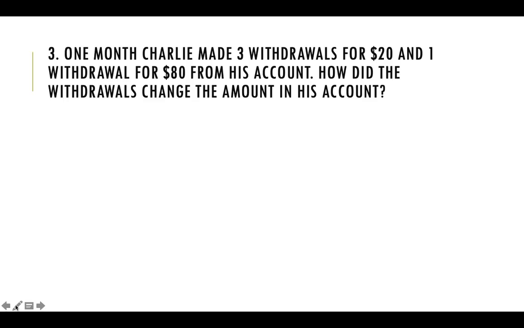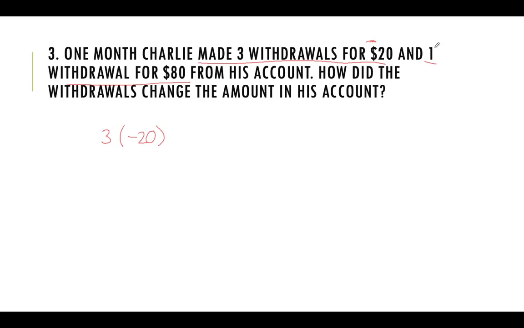Last example for you guys, and then you can try some on your own. It says 1 month, Charlie made 3 withdrawals for $20 and 1 withdrawal for $80 from his account. How did the withdrawals change the amount in his account? Well, if you look at this problem, it's not all the same amount, which means we're going to have to use more than just multiplication to solve this. We know that withdrawals tells us that this money is going to be negative. So to figure out how much he's withdrawing during these 3 withdrawals, I need to do 3 times negative 20.